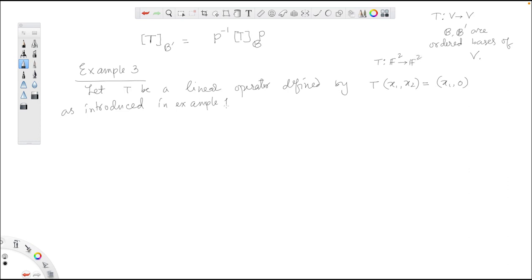In example 1, we have seen that the matrix representation of T relative to the ordered basis B, where B is the standard basis comprising of these two vectors, epsilon 1 equal to (1, 0) and epsilon 2 equal to (0, 1), can be represented by the following 2 times 2 matrix.